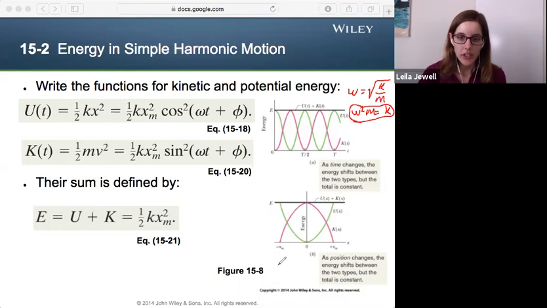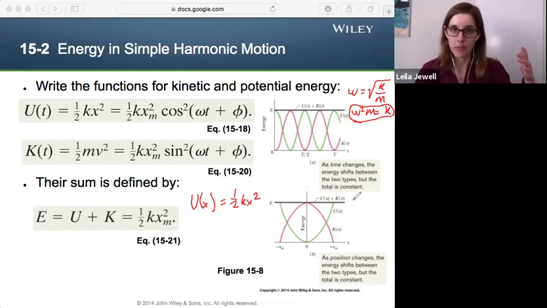One other thing that's useful is the plot on the bottom shows how the energy changes as a function of position, which is pretty interesting. We already have the potential energy somewhat set up in terms of position. You can imagine U as a function of x is equal to 1/2 kx squared. And so that's going to look like a parabola. And sure enough, our potential energy follows this parabolic shape. As x gets bigger in either direction, we get more and more potential energy.